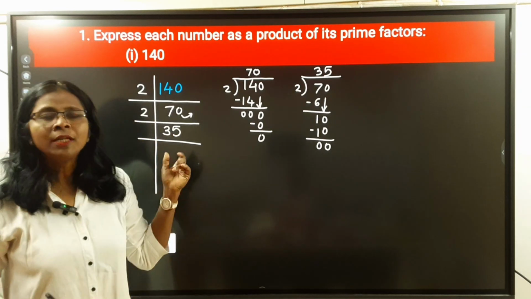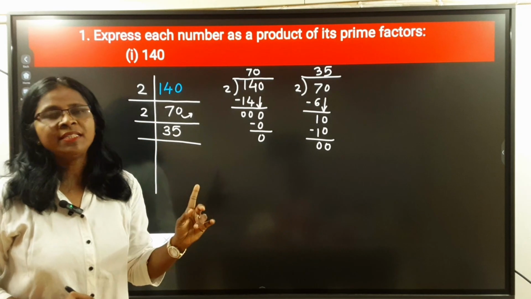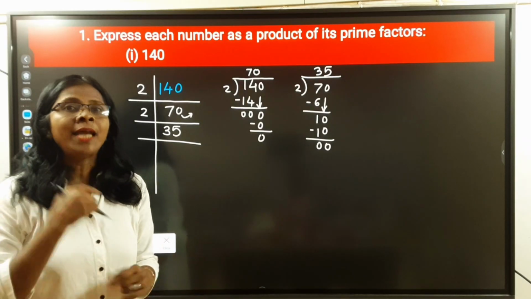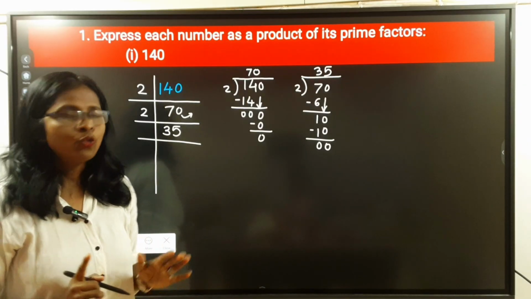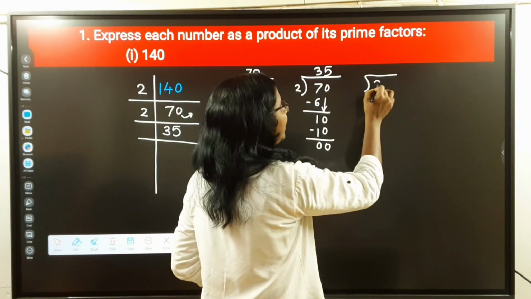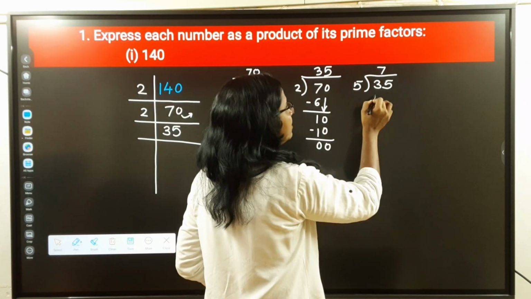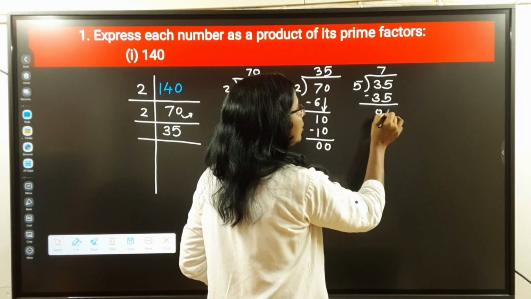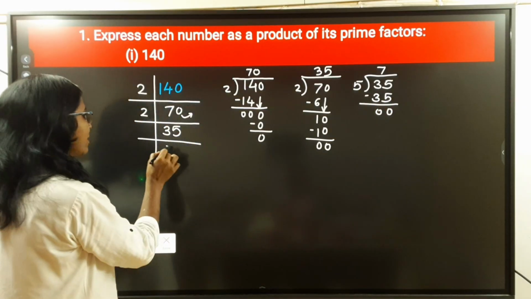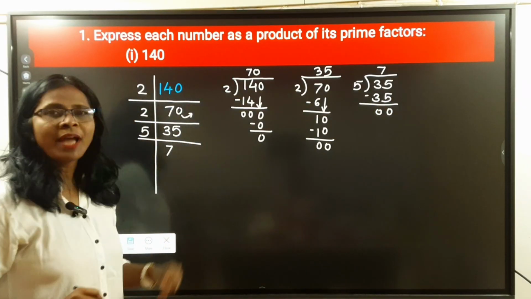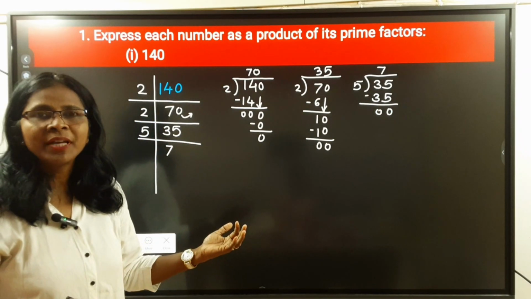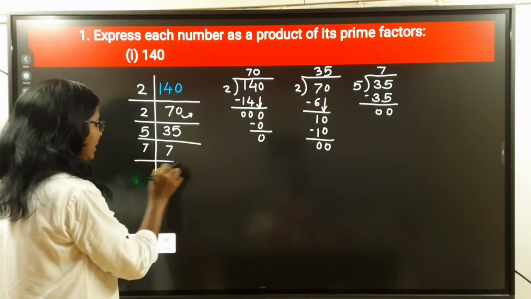Now here, students, 35 is not divisible by 2 or 3, but it is directly divisible by 5. So 35 divided by 5: 5 sevens are 35. That's why I write here 7 and here 5. Now 7 is a prime number, so I write 7 ones are 7.